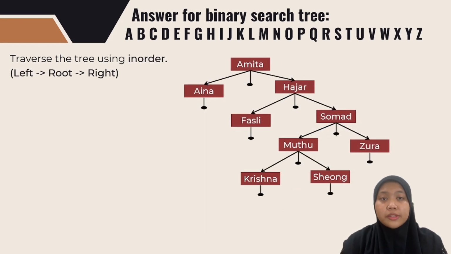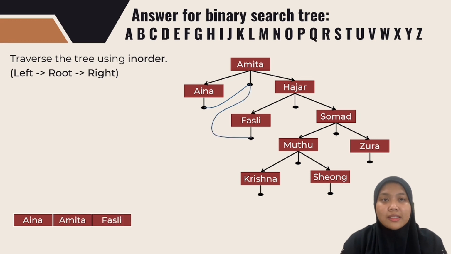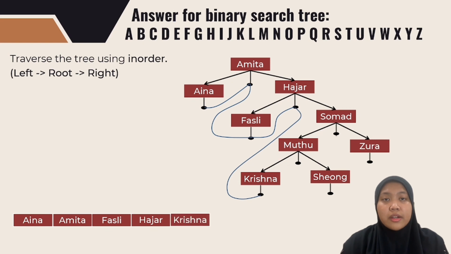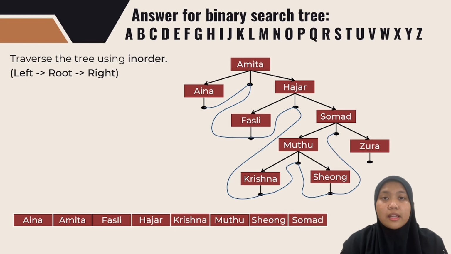Traverse the tree using in-order. In-order starts with left, then the root, and then the right. Start with Aina, traverse to Amita, traverse to Fasli, traverse to Haja, traverse to Krishna, traverse to Mutu, traverse to Xiong, traverse to Soman, and the last traverse to Zura. Final answer for in-order is Aina, Amita, Fasli, Haja, Krishna, Mutu, Xiong, Soman, and Zura.